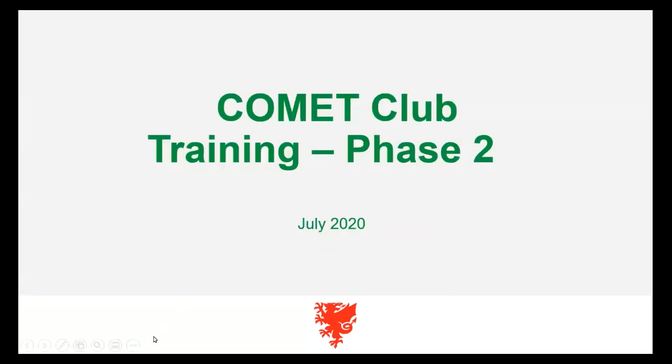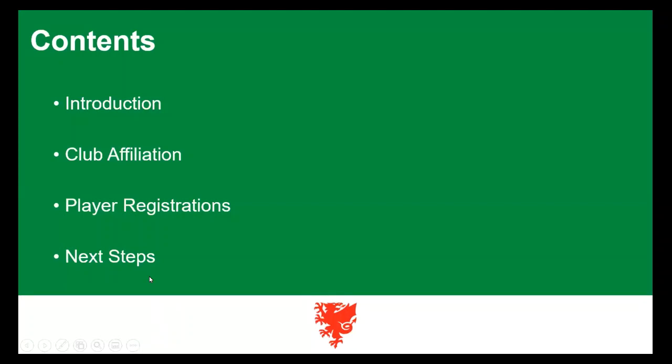What we're doing tonight is phase 2 of the COMET Club training. Within this webinar, we'll be going through an introduction of what we're covering this evening, club affiliation, how to pay club affiliation and league affiliation fees, and also player registrations. So just an update on player registrations in general, as well as a bit of training, a walkthrough on how to do each type of player registration. We'll then finish the session by outlining the next steps with regards to how we're going to proceed with COMET training.